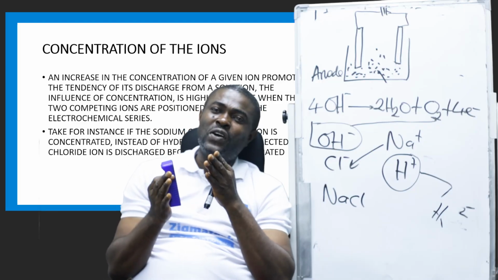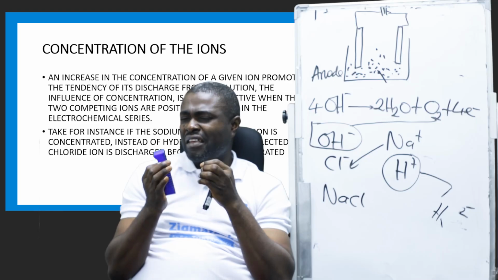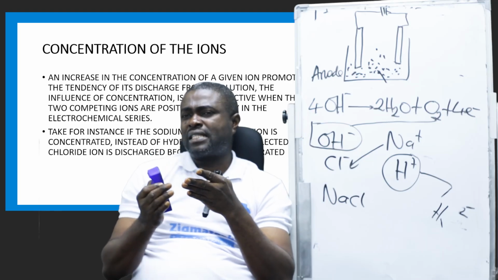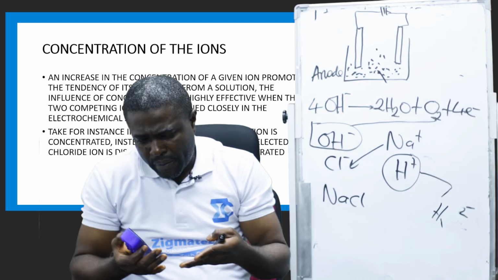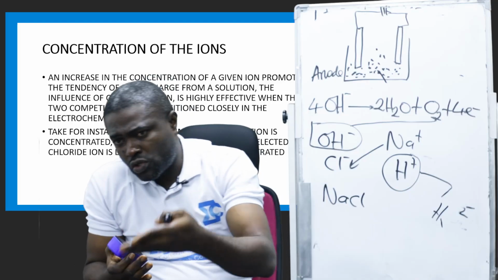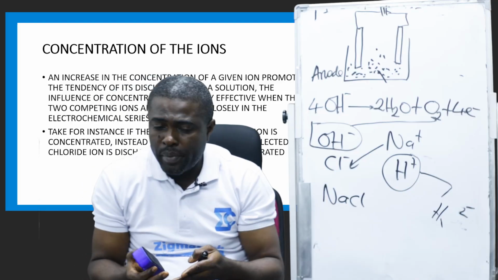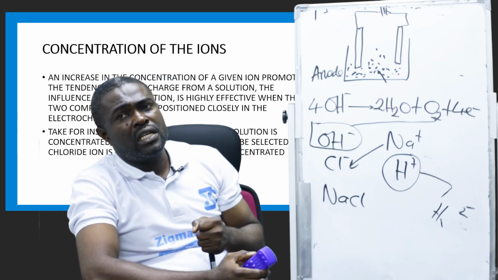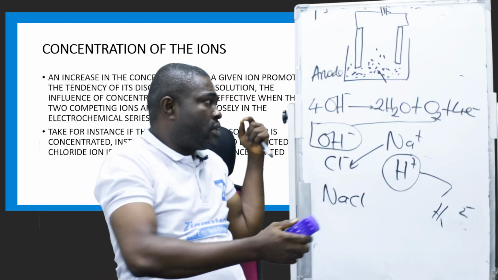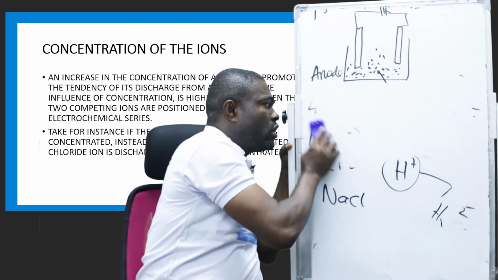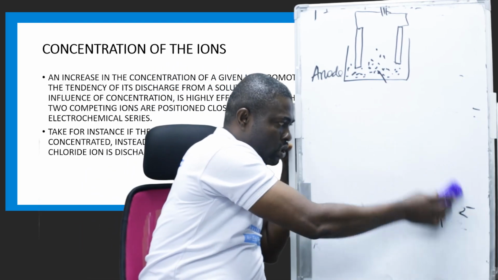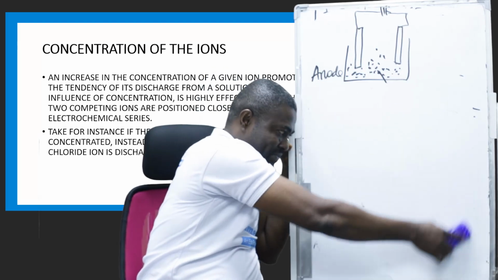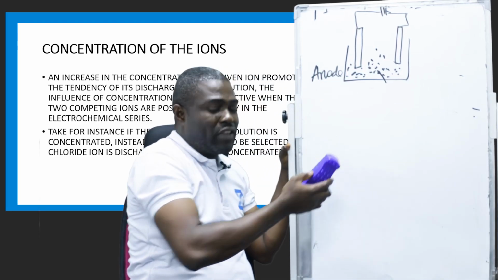The next factor that will tell us which ion is going to go out and which ion will remain is how concentrated the ion is. The concentration of the electrolyte. The concentration of the ion.